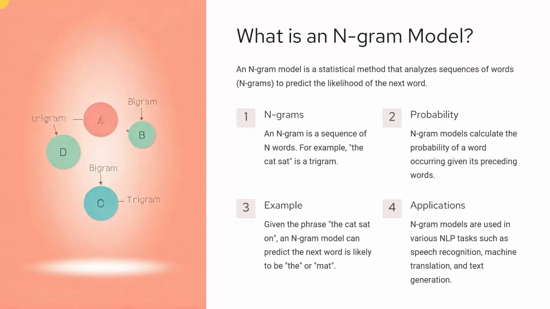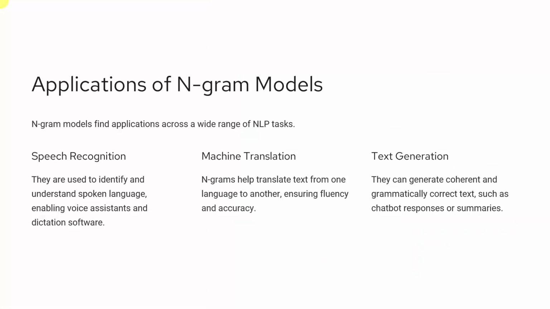There are different types of applications using n-gram models in NLP tasks: speech recognition, machine translation, and text generation. In speech recognition, it is used to understand spoken language, enabling voice assistants and dictation software for the end users. In machine translation, n-gram models help to translate text from one language to another by ensuring fluency and accuracy. In text generation, we are generating coherent and grammatically correct text, especially used in chatbot responses and summaries.